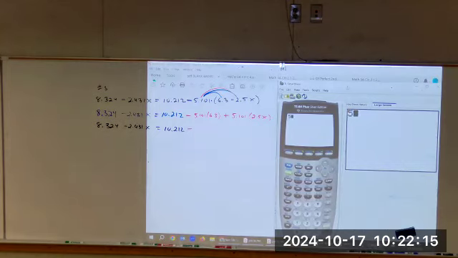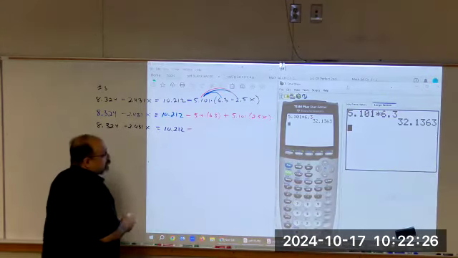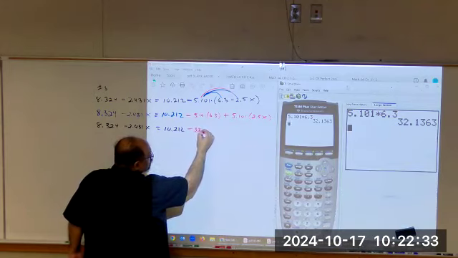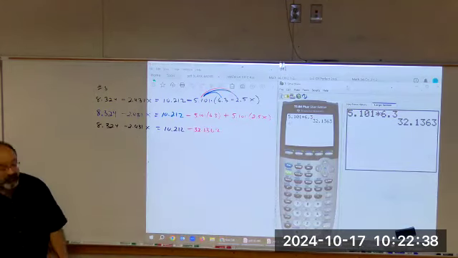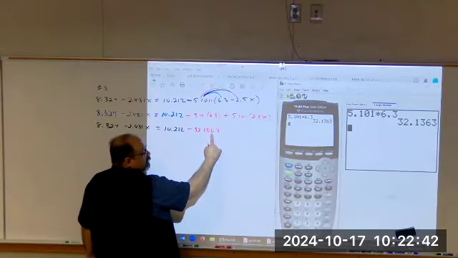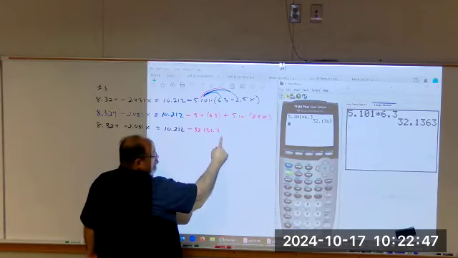Minus 5.101 times 6.3. And don't round until the end. 32.1363. Because the directions say round to the nearest thousandth, the 6 is in the thousandths place. If we're rounding to the nearest thousandth, we're going to need to know what's in the ten-thousandths place. So we need the whole thing.